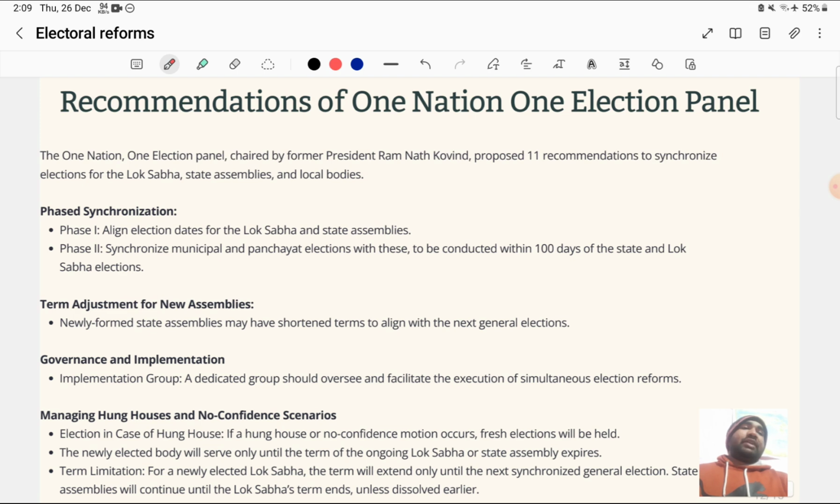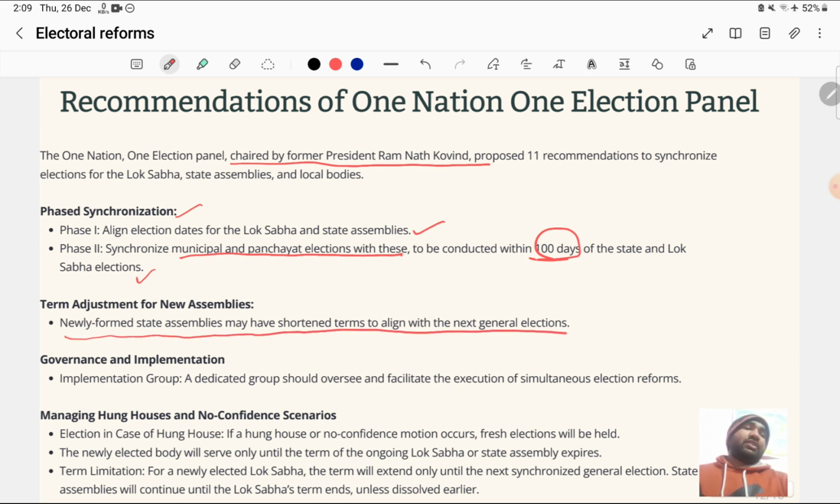What were the recommendations of the One Nation One Election panel chaired by former President Ramnath Kovind? First of all, phase synchronization: align election dates for Lok Sabha and state assemblies, and synchronize municipal and panchayat elections with these, to be conducted within 100 days of the state and Lok Sabha elections. Secondly, term adjustment for new assemblies: newly formed state assemblies may have shortened terms to align with the next general election.